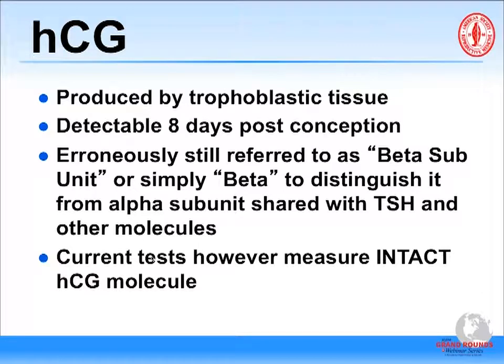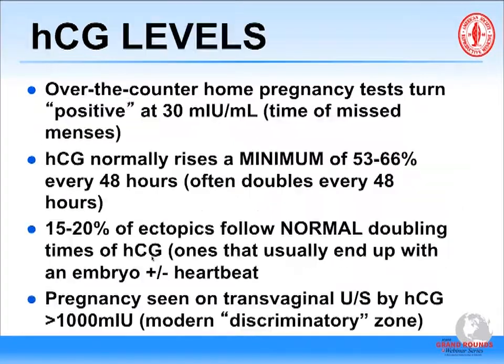However, most tests that you're employing are measuring the intact hCG molecule. We said that over-the-counter home tests turned positive at about 30 milli-international units per mL at the time of the missed menses. hCG normally rises a minimum of 53 to 66% every 48 hours. Now, I'll go into that. It usually will double every 48 hours.